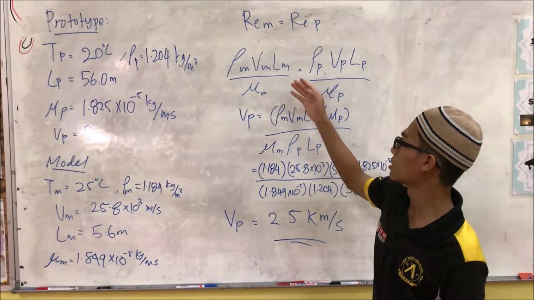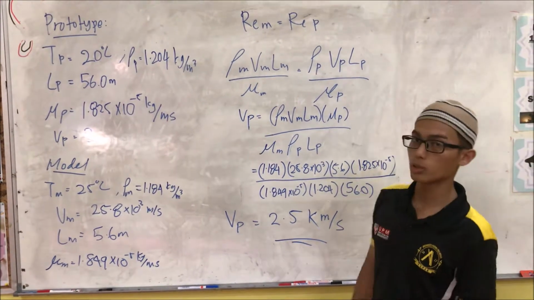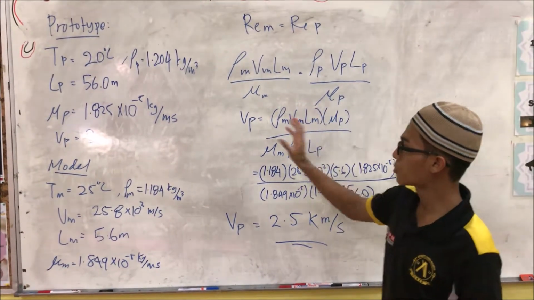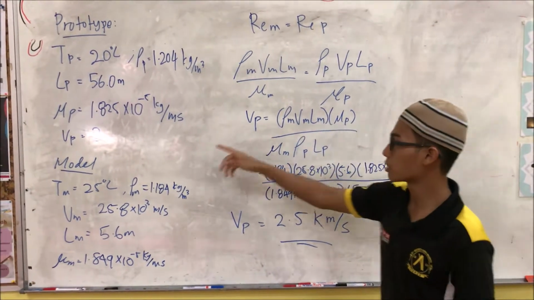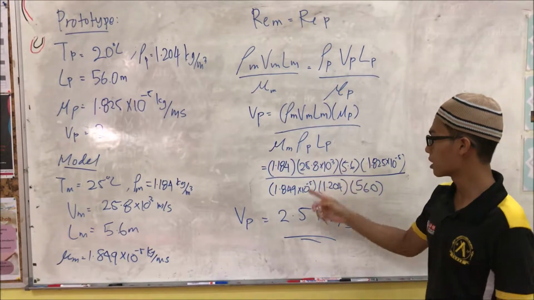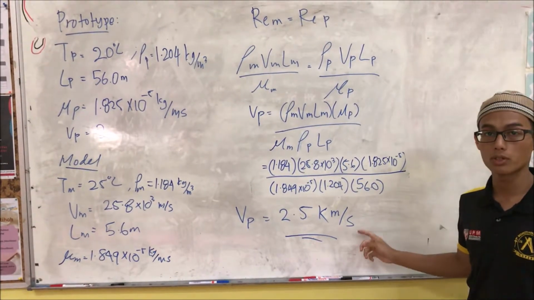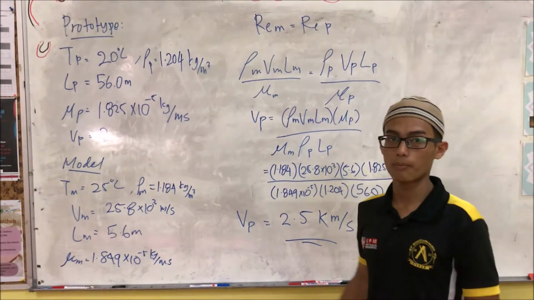Okay, the model is equal to the prototype. So we have to find the velocity of the prototype. So we can substitute all the information in this formula, and we can get this 2.5 km per second. So this is the velocity of the prototype in the air.